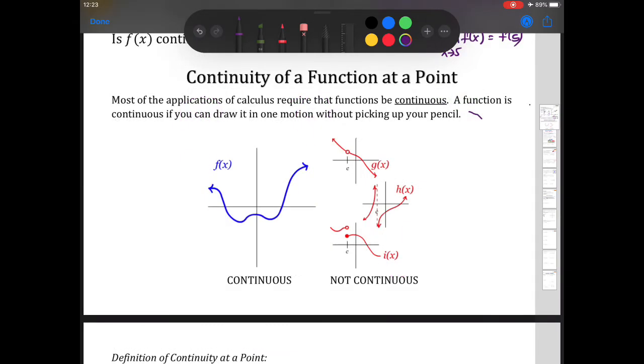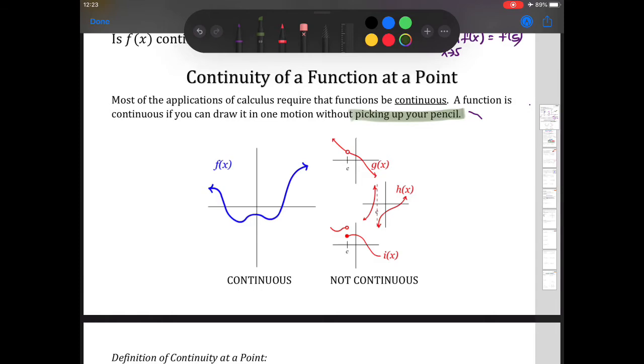So today our lesson is to learn about different kinds of continuity, and I just wanted to go over these few pictures. So we just talked about continuous, right? Most of the applications of calculus require that functions be continuous. A function is continuous if you can draw it in one motion without picking up your pencil. That's basically what I said. I want you to highlight that so that you can retain it and remember it.